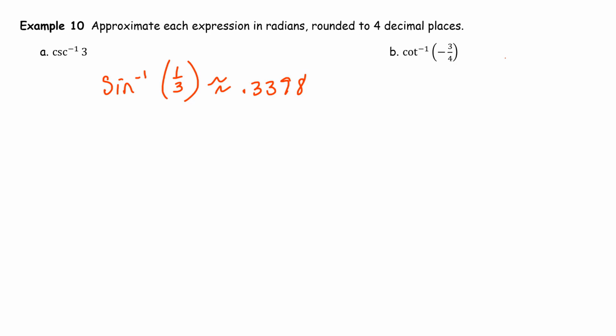So for part B, you have inverse cotangent of -3/4. In other words, you're looking for the angle whose cotangent is -3/4. If its cotangent is -3/4, that means that its tangent is -4/3. So we're looking for the angle whose tangent is -4/3. You're going to make sure your calculator is in radian mode again and punch in inverse tangent of -4/3. That is going to be about -0.9273.